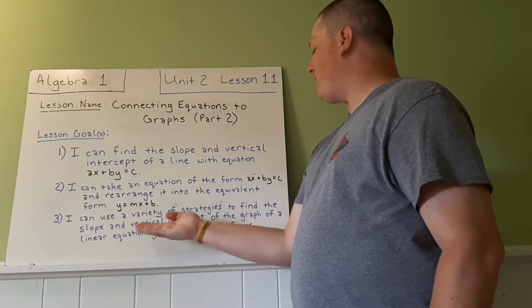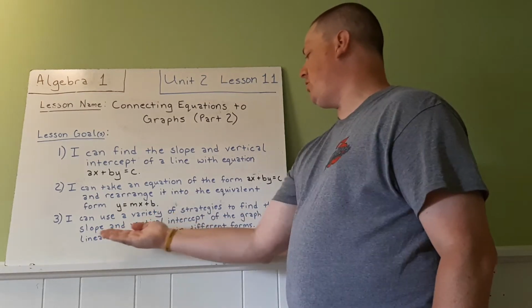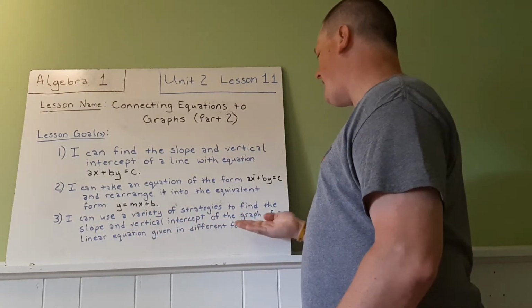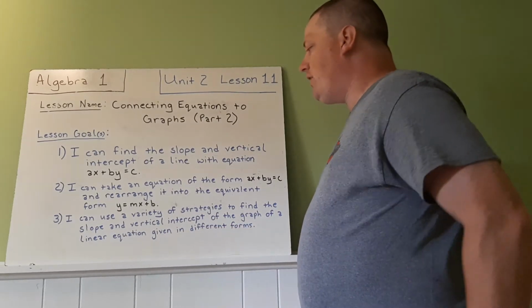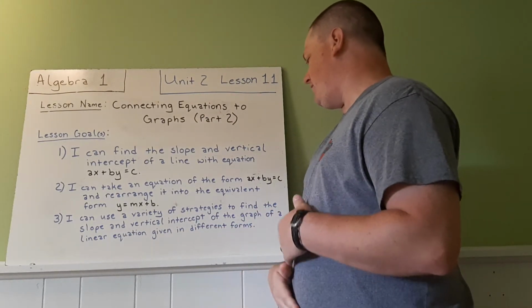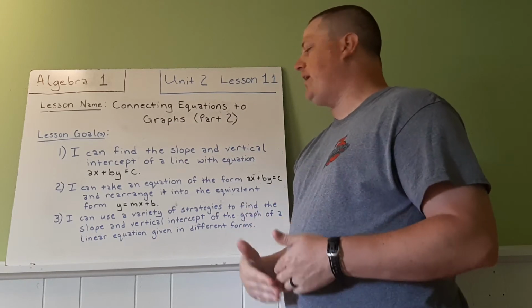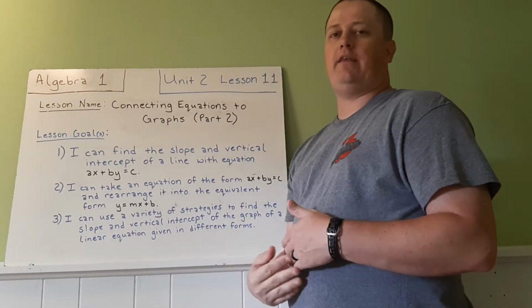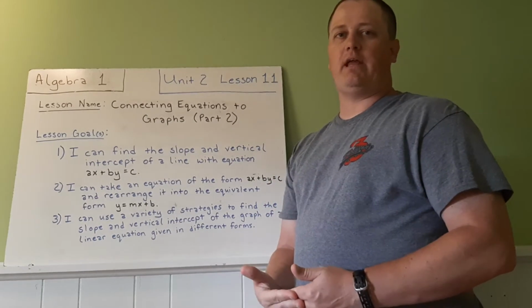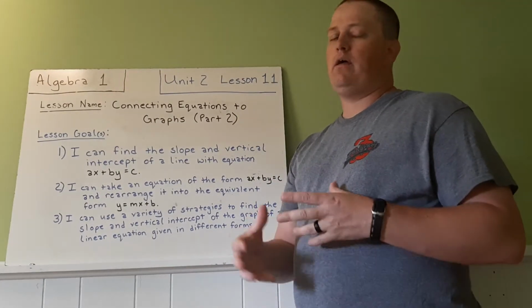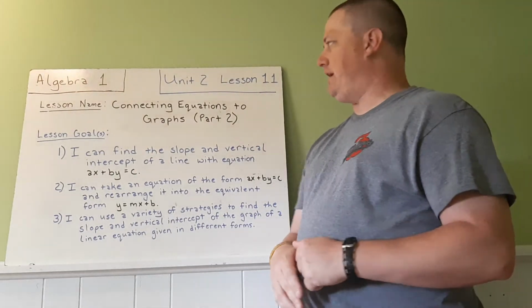I can use a variety of strategies to find the slope and vertical intercept of the graph of a linear equation given in different forms. So one of the big things is just understanding how we can find those 2 things and the different ways we can do that, whether it be finding an equivalent equation, whether it be graphing, any way that we can find those 2 things.